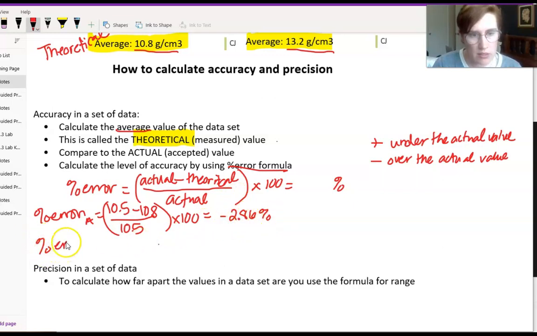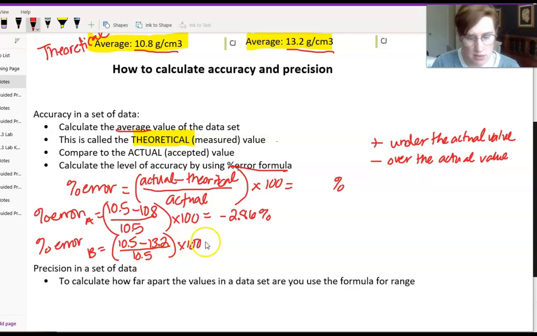Now let's calculate percent error for group B. We are going to have 10.5 here, just like the other one, because the actual value doesn't change, minus the theoretical value that they calculated, which was 13.2, divided by 10.5 again, multiplied by 100, and it gives us negative 25.7%. So that means that this group of data points from group B was off by 25.7%.